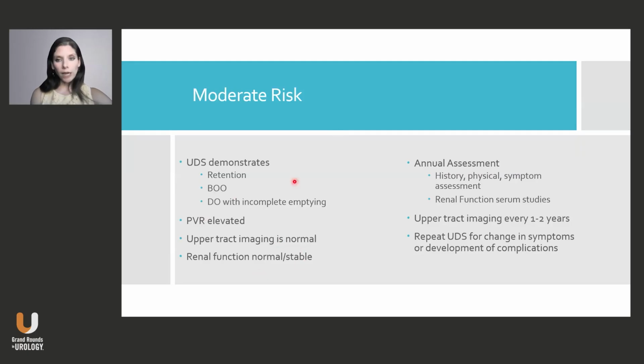And so in addition to treating any particularly bothersome symptoms to the patient, we're going to get an annual assessment for them. So they come back at least annually for a history, a physical, a symptom assessment. They get renal function serum studies once a year. Upper tract imaging, according to the guidelines, is every 1 to 2 years. It's a little bit of style points there; in my practice, I do it every year since I'm seeing them anyway. And repeat urodynamics are indicated for any change in symptoms or any development of complications, including changes to that renal function or changes to that upper tract imaging.